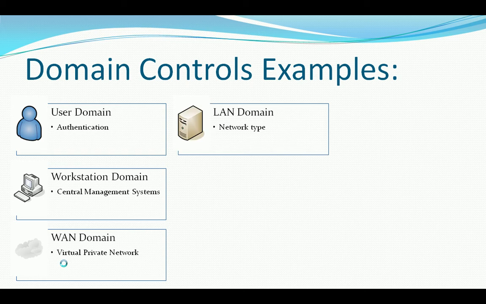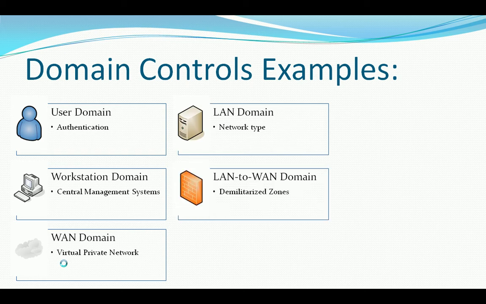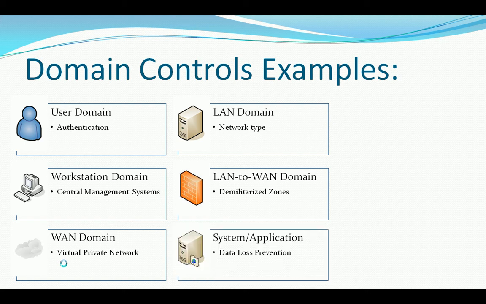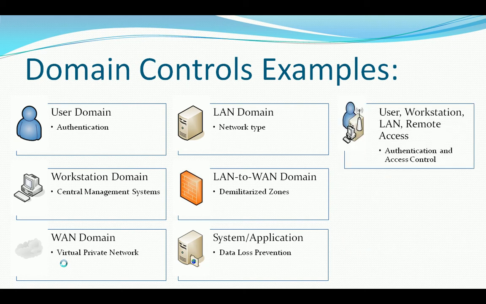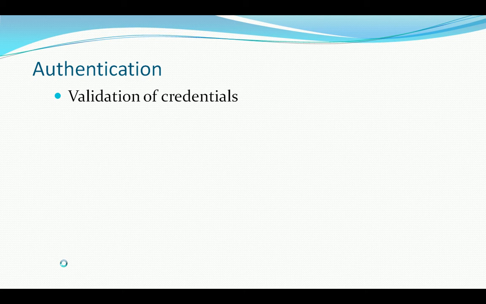In the LAN domain, we can talk about different types of networks. In the LAN to WAN domain, we can use a DMZ as a technical control. In the system and application domain, we can use data loss prevention. I'll talk more about that in a little bit. And in the user, workstation, LAN, remote access, and all these different domains, we can use authentication and access control, which I already touched on. So let me give you a more detailed view of each one of these.